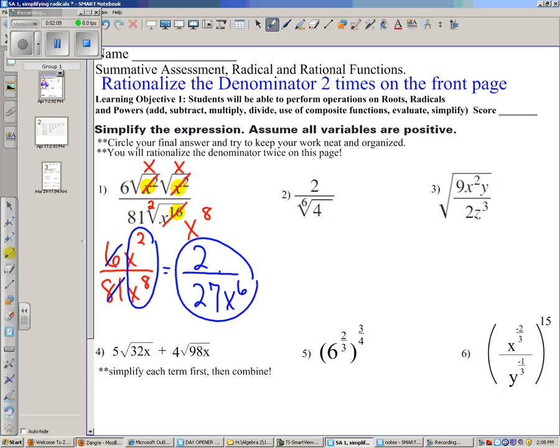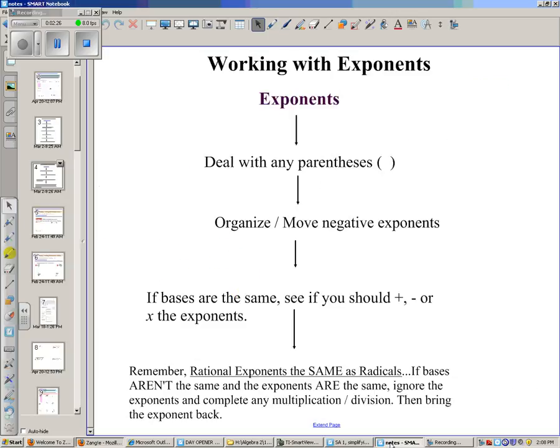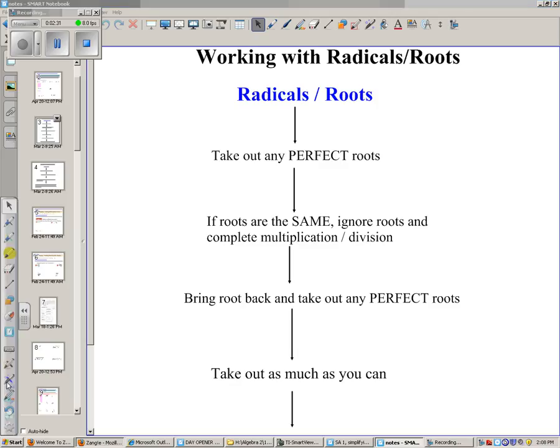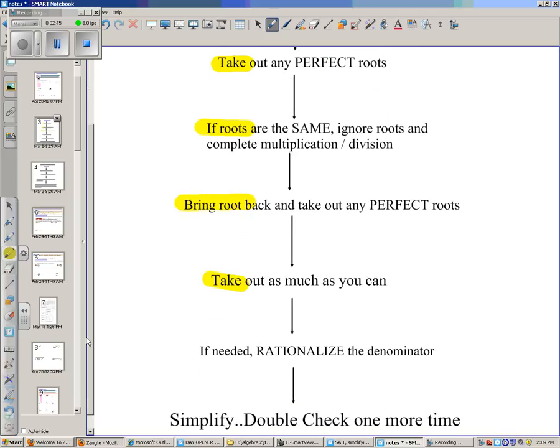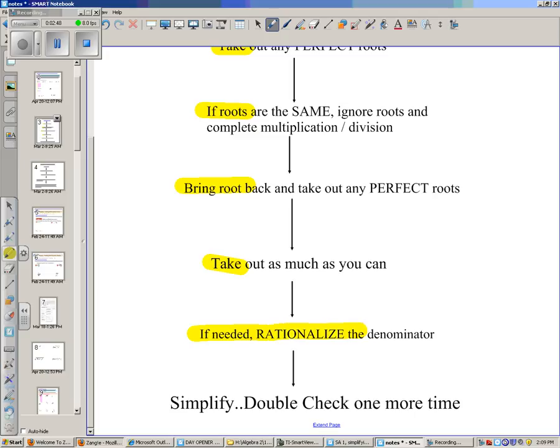All right, on number 2, the first step is I'm going to see if I can take anything out. As far as the 6th root of 4, I can't take anything out of that. So when I'm looking at my flow chart and I'm looking at the fact that it says take out any perfect roots, can't do that. Then it says if roots are the same, there's only one root, so this step doesn't happen. If this step doesn't happen, then this step doesn't happen. And so my only step is this one. I'm going to rationalize the denominator.